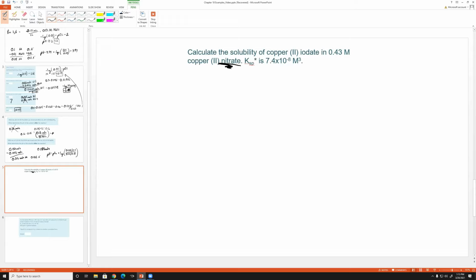So the copper(II) nitrate is going to be your strong electrolyte. What we can do here is calculate S, the solubility. Now we can write a dissociation of copper(II) iodate. Copper(II) iodate is Cu(IO3)2, and that will be Cu2+ plus 2 IO3-.